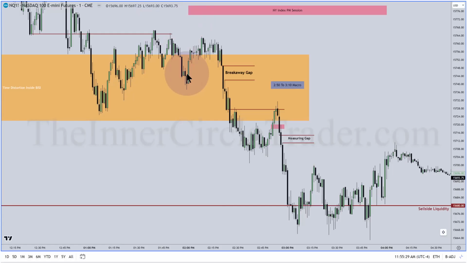So you wait. Wait for what? 2 o'clock. And then wait for displacement. What does that look like? Right here. Takes out that short-term low. Boom. But now we have what? We're late in the day.